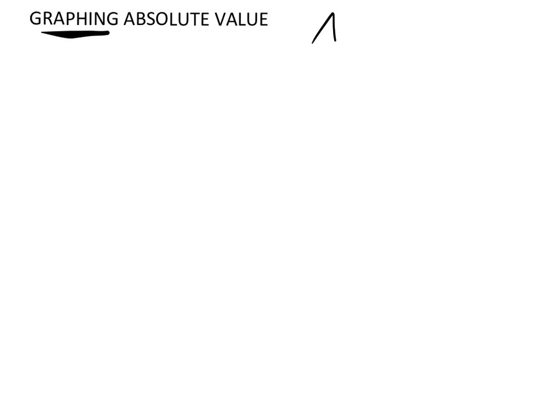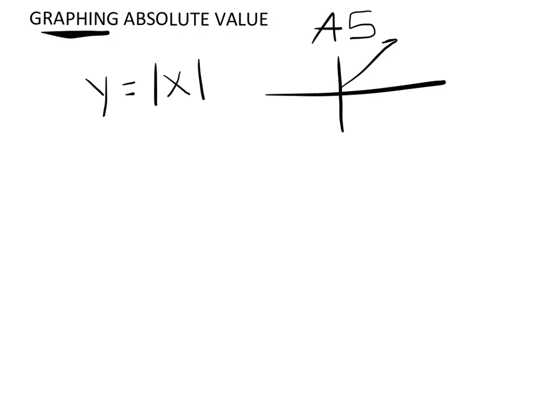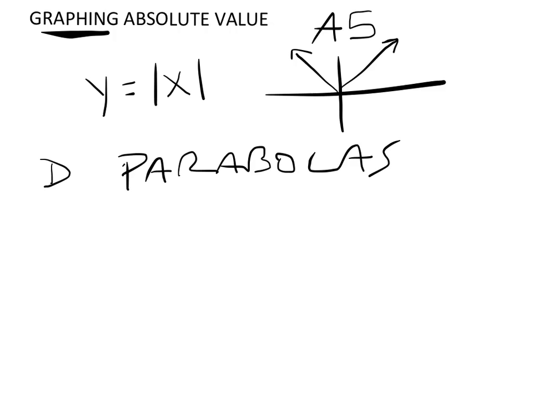Today we're going to do a little bit more work with graphing. Now, in A5, we talked about graphing absolute value. Remember, it looked like this. It had the absolute value bars, and when we graphed it, it looked like a V. Here in D1, we're going to talk about graphing things that are called parabolas, or sometimes called quadratics.